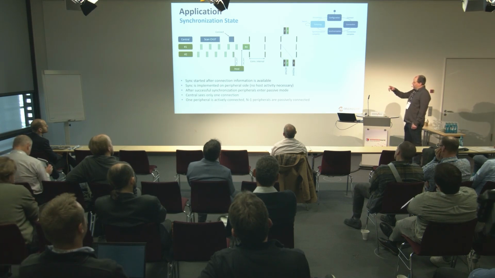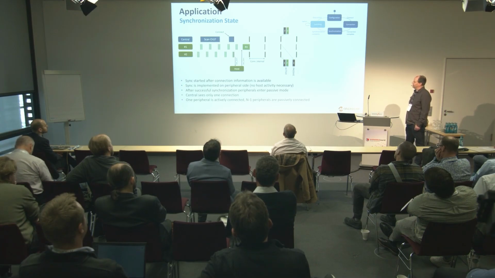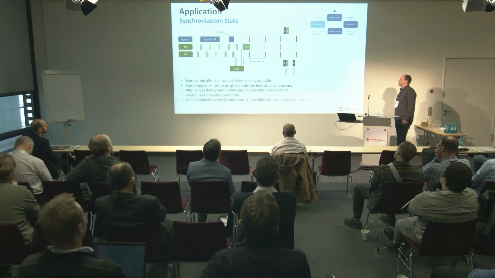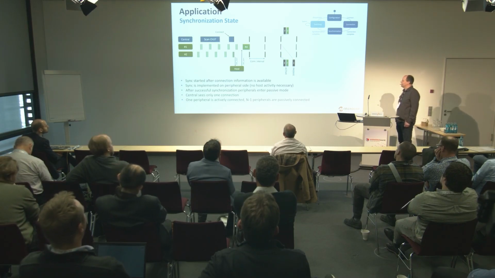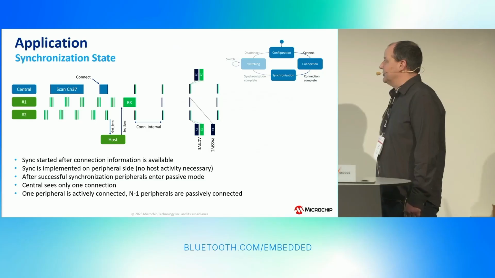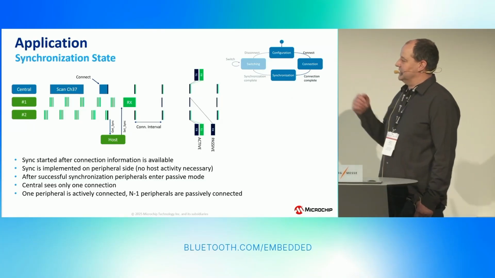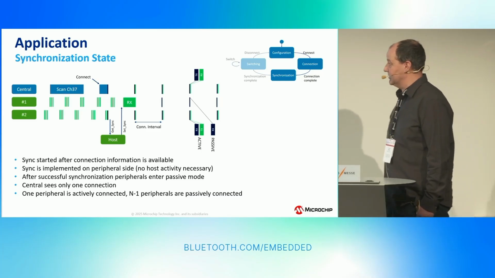And when the connection information is available, we start on the passive mode an RX window where we scan for the next connection channel. If we get data from this channel, we are synchronized. The situation is the same. We have it now, all peripherals are connected.